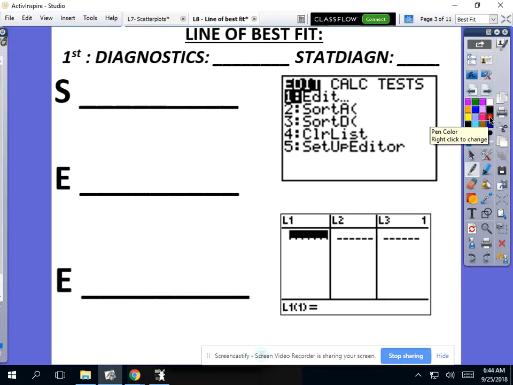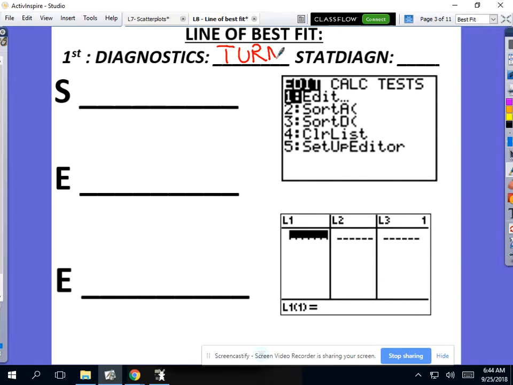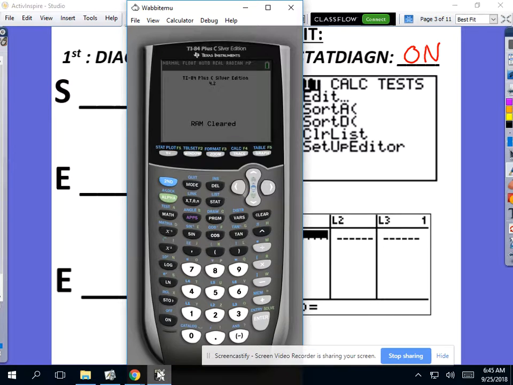But before we do anything else, the first thing you have to do is turn on something called diagnostics. So please, please, please, you have to turn stat diagnostics on. The reason for this is that when you take your EOC in June, you will have to turn this on. The very first thing you do when you get your calculators is turn on stat diagnostics. So I'm going to show you here in my calculator how to make that possible.